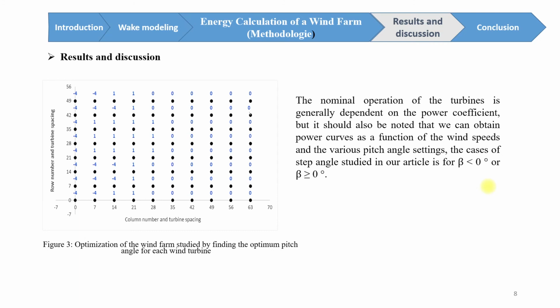Results and discussion. The nominal operation of the turbine is generally dependent on the power coefficient, but it should also be noted that we can obtain power curves as a function of the wind speed and the various pitch angle settings. The case of pitch angle studied in our article is for beta, and we can compare beta with 0 degrees.